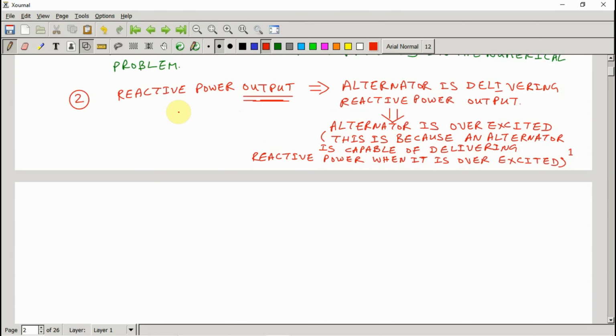So what I am going to now say is that since the alternator is overexcited, the operating power factor has to be lagging. I also have to make out this meaning: when an alternator is overexcited, then it operates at lagging power factor.